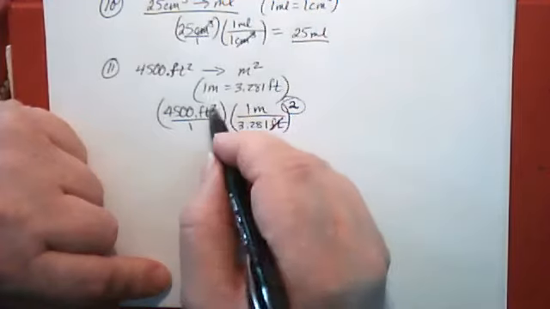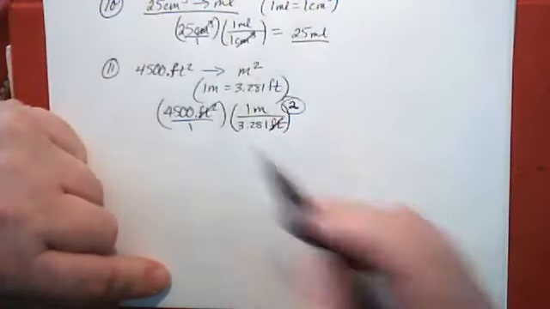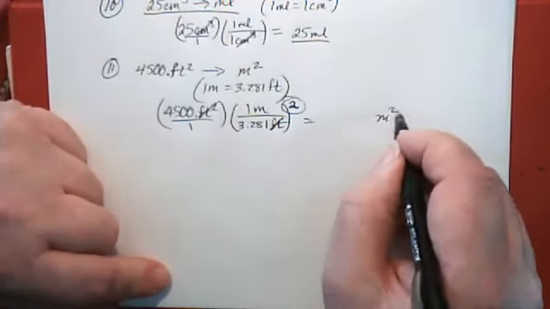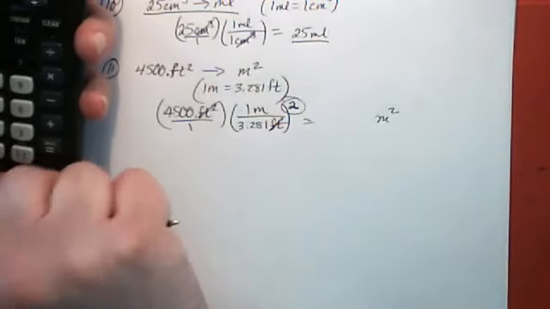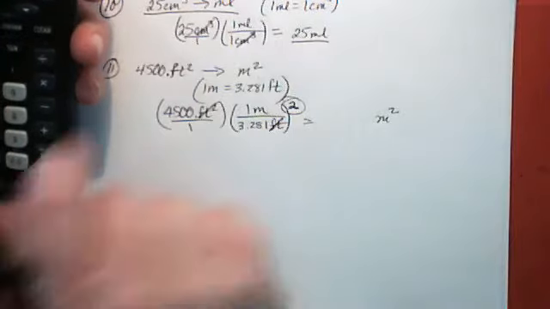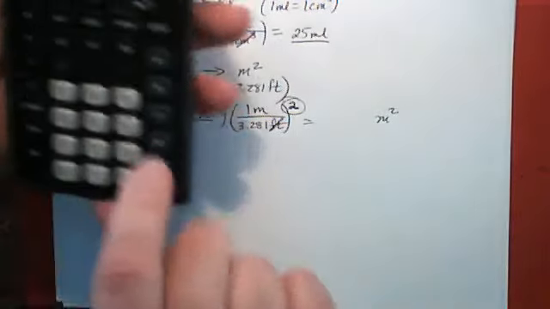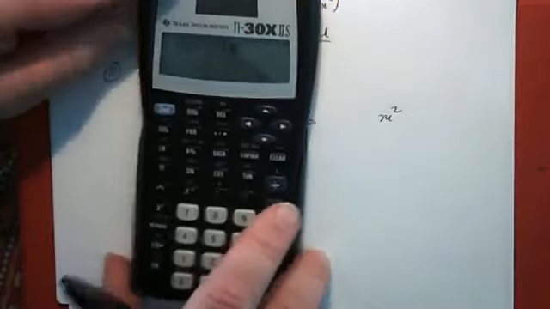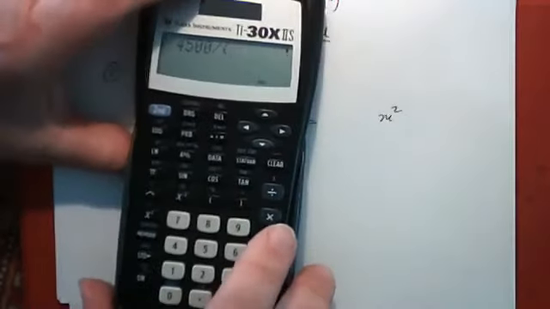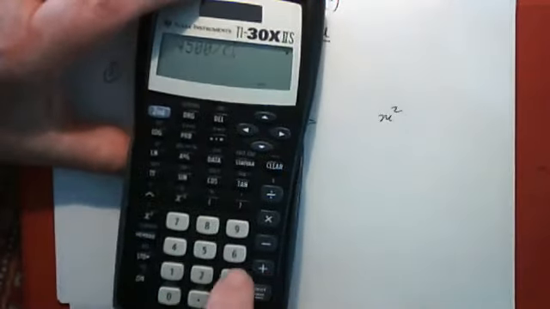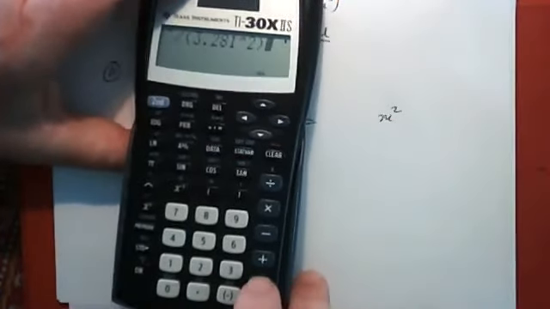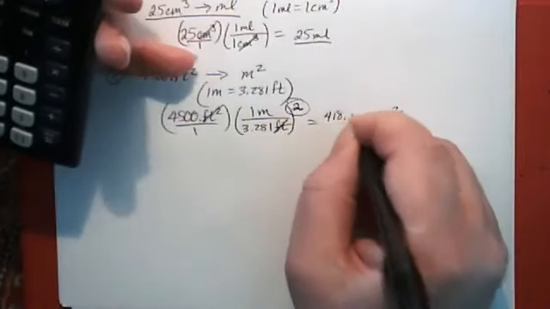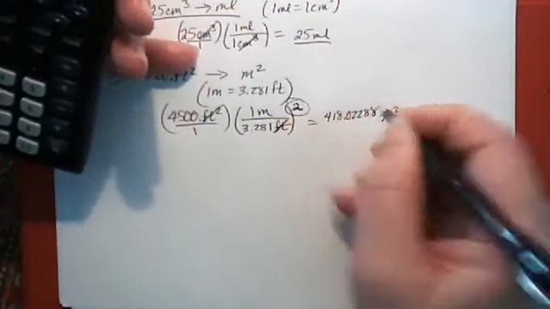So you have to remember to square that number when you divide through. Now square feet will cancel with square feet, and this unit is actually square meters. Our number is going to be 4,500 divided by parentheses 3.281 raised to the second power, those parentheses, and then we get this: 418.02288.